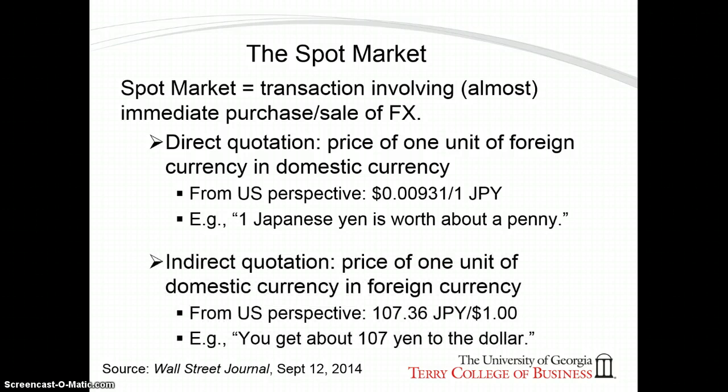With an indirect quote, the asset is the domestic currency and its price is the foreign currency. For example, from a U.S. perspective, a quote of 107.36 yen per dollar is an indirect quote. It tells us the price of $1 in yen. To put it another way, it tells us that $1 is worth about 107 yen.